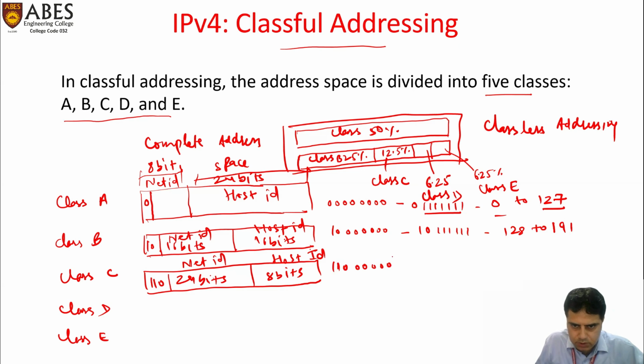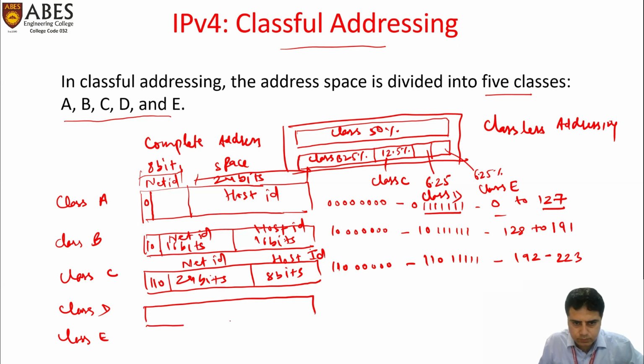The remaining 5 bits are zeros for the minimum, and for the maximum these 5 bits are 1. So the range is 192 to 223. Class D is used for multicast addresses.